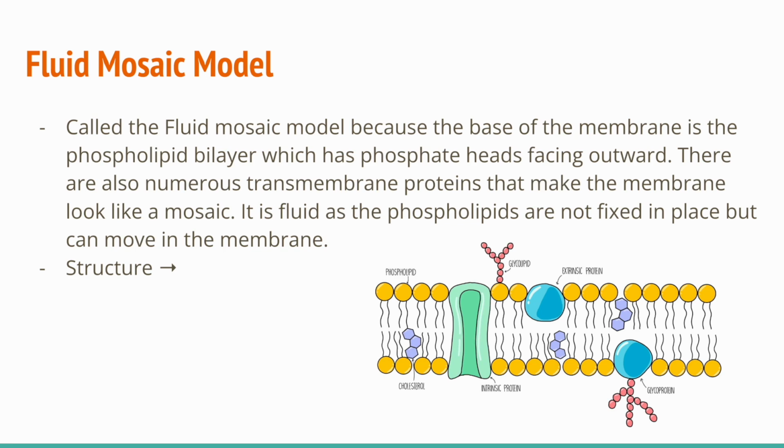So the fluid mosaic model of membranes was outlined in 1972, and its primary function is just to explain how biological molecules are arranged to form a cell membrane. It also helps us explain the passive and active movements between cells and their surroundings and how cells interact with each other.